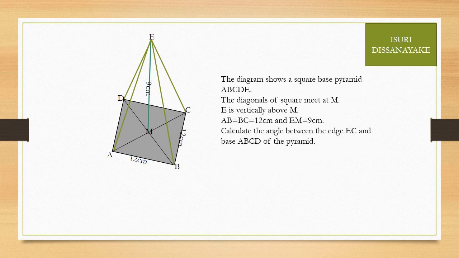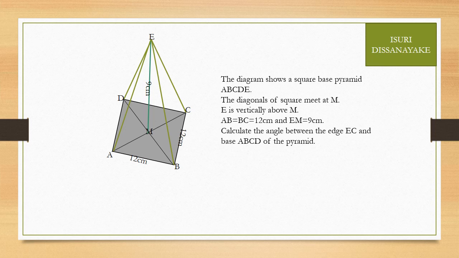In this question, the diagram shows a square base pyramid ABCDE. The diagonals of the square meet at M. So what are these diagonals? This is a diagonal of the square, and this is also a diagonal of the square. These two diagonals meet at M.